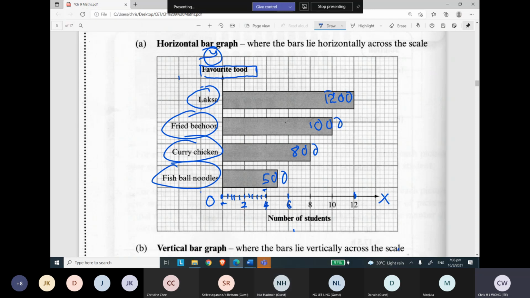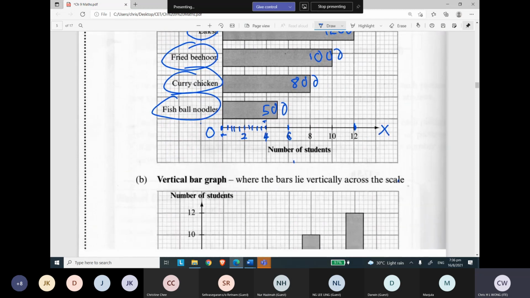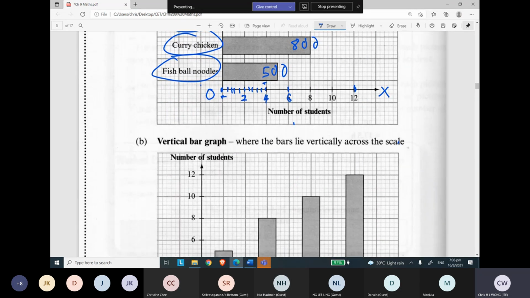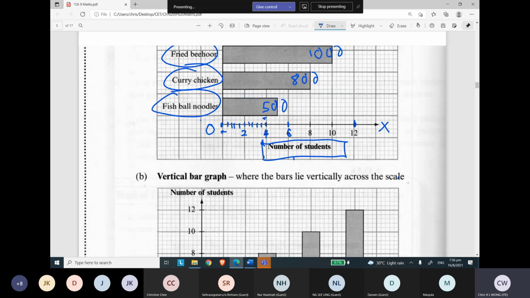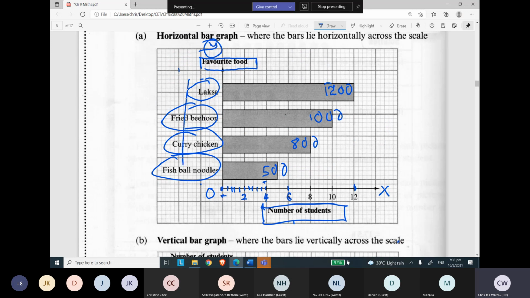Confirm, your y-axis is always the vertical line. Your x-axis is always the horizontal line. Just in case they ever ask you, they'll tell you how many units represent what, then they say x-axis represents this, y-axis represents that, so you must know where to draw. If they say x-axis represents student, make sure this is student, and y-axis represents the food, so make sure this one is the food.